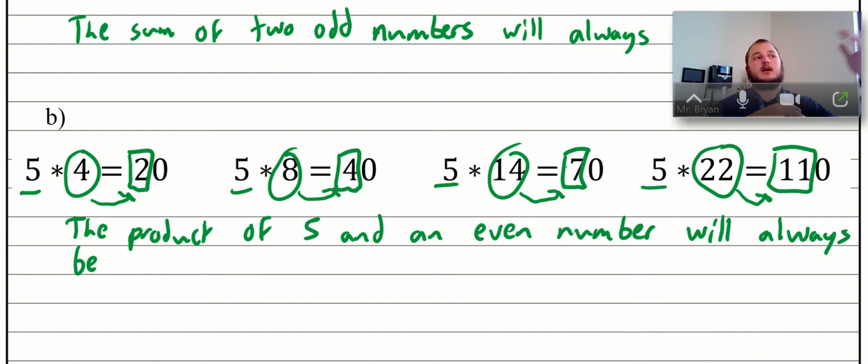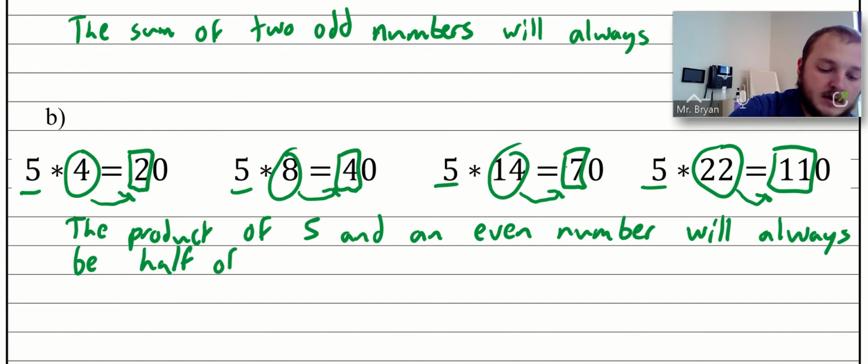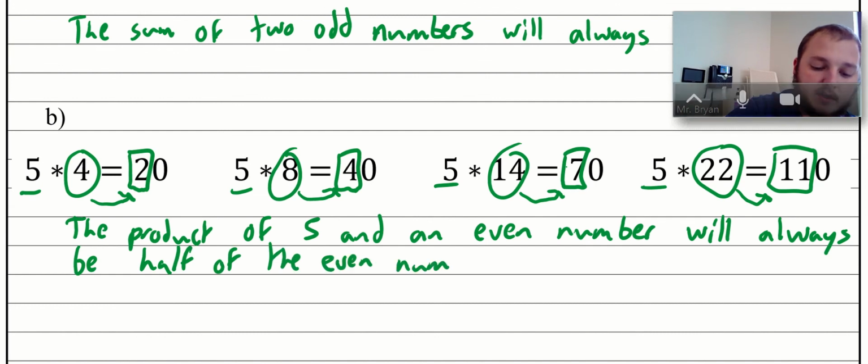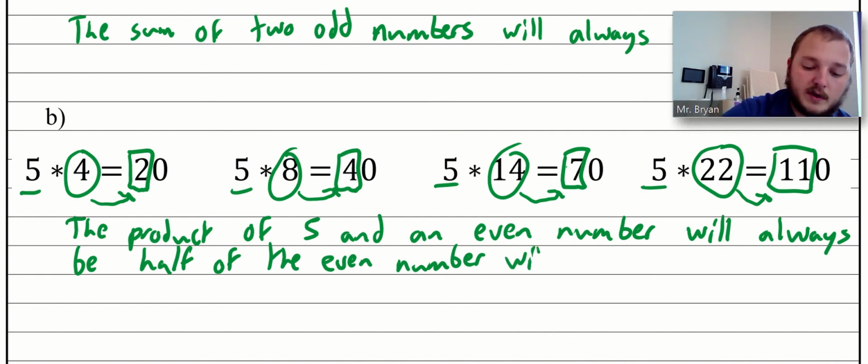So this is obviously a more advanced kind of pattern that you could see, and this is why we're doing it together. Okay, but I just want to get your mind in that habit of seeing what are some patterns, what are some things that we can get very specific about when we say these things here. So I'm going to say the product of 5 and an even number will always be half of the even number, so 4 becomes 2, 8 becomes 4, and so on and so forth, with a 0 on the end.